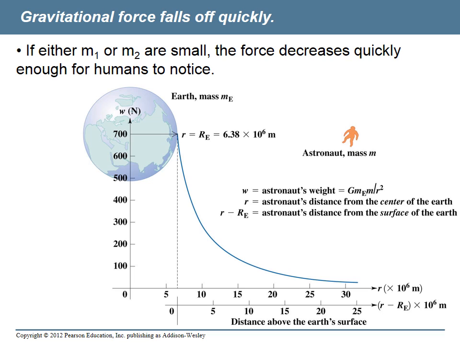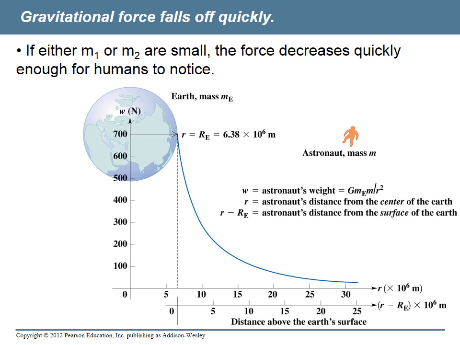So if we were near the center of the Earth, we would have increased acceleration because we're closer to the center. But on the surface, we have this. This is our radius, 6.38 times 10 to the 6 meters, and let's say the astronaut weighs 700 newtons here. As he goes further and further away, it falls off by the distance squared, because we're dividing by the distance away squared.